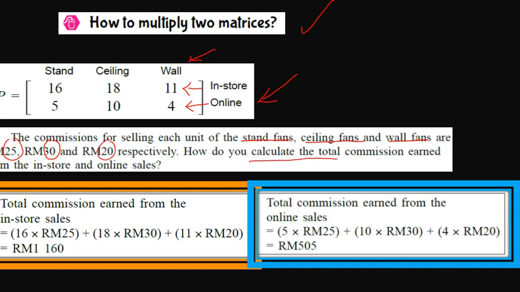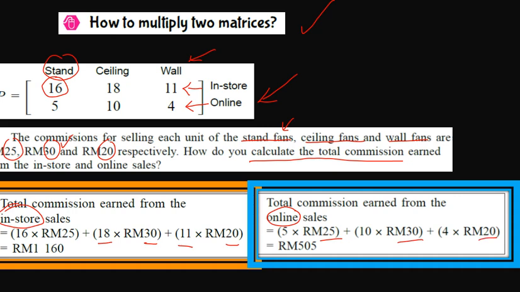So if you want to calculate the total commission, mathematically you will do like this. We are still not using the matrix method, still the normal one. So what do you do? This one you times with 25 because this is for stand fan. And then for ceiling you times with 30. So for wall you times 20. So this is for in-store, and for online it's the same thing you do. You just times the commission respectively.